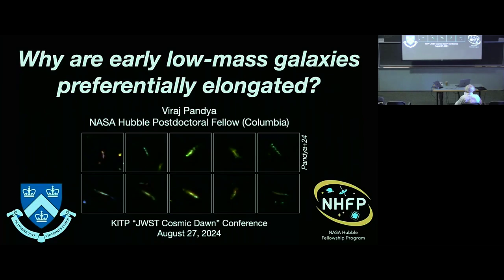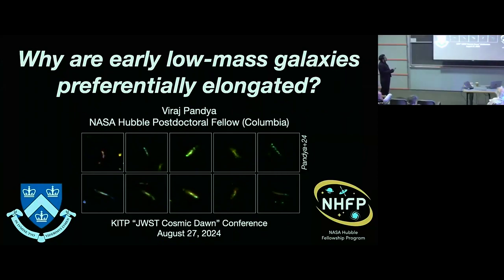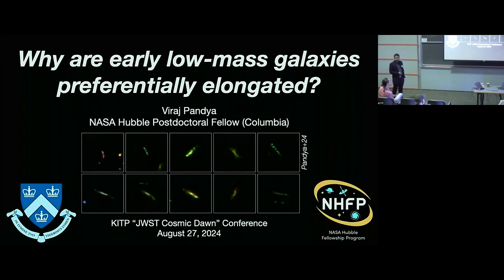My name is Viraj Pandya. I'm a Hubble Fellow at Columbia, and I'm very excited to tell you about some work that I've been doing with JWST to constrain the intrinsic shapes of high redshift galaxies. I'm going to specifically focus on this question: why are early low-mass galaxies preferentially elongated?